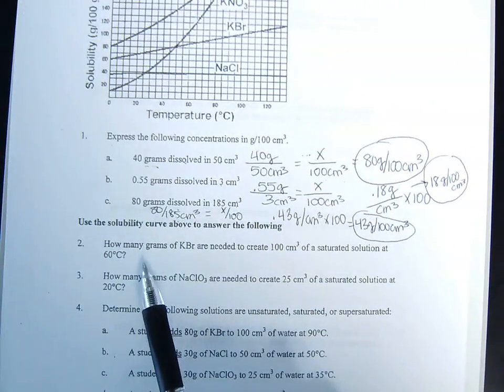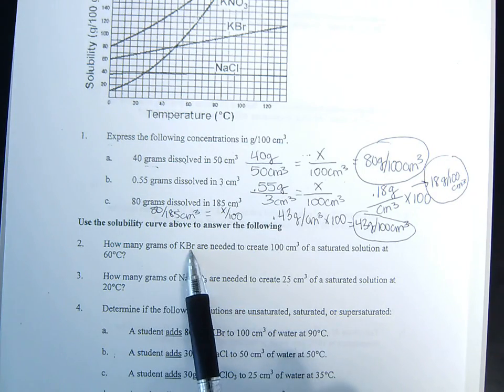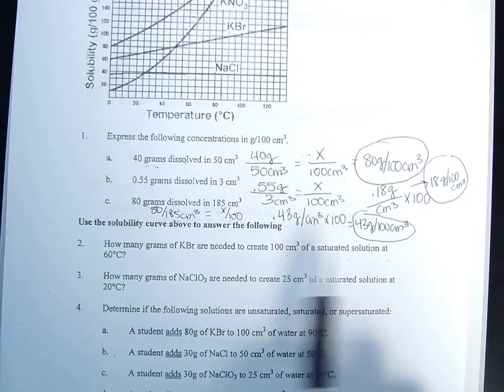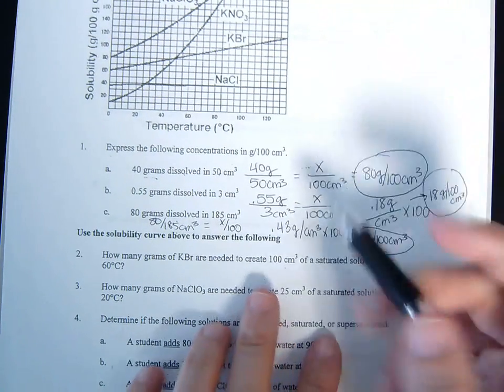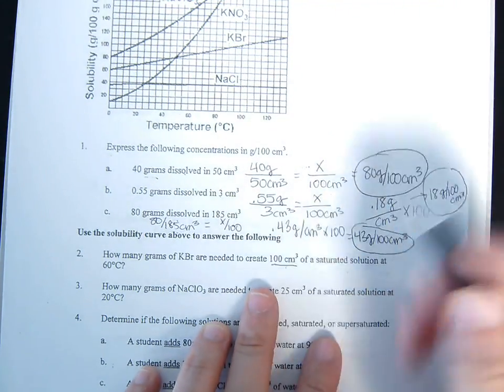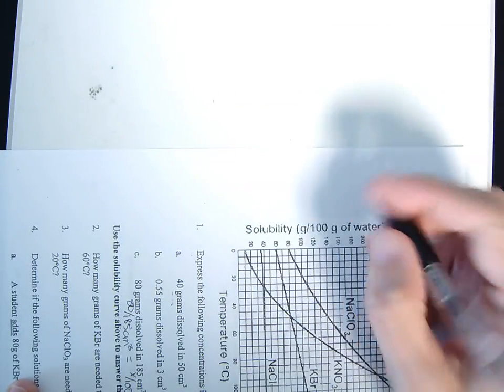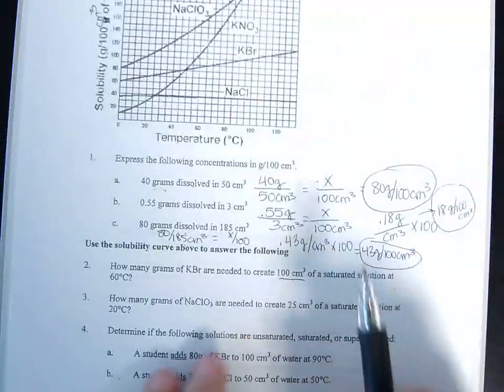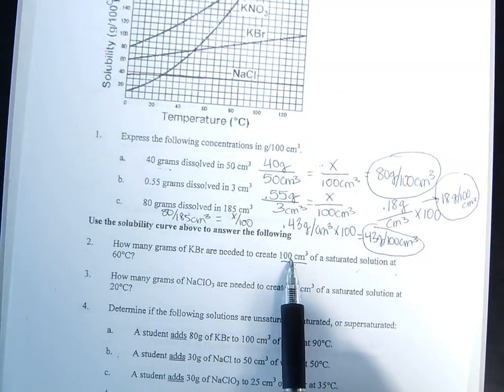This first question says, how many grams of KBr are needed to create 100 cubic centimeters of saturated solution at 60 degrees? So again, this 100 cubic centimeters is our standard number, right? That actually is a misprint, that should say cubic centimeters. So 100 cubic centimeters is our standard, so we don't have to really worry too much about that number right now.